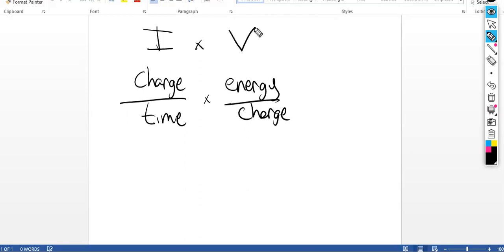So that's voltage. What do I get if I multiply charge per time times energy per charge? The charge cancels, right? And you get what? The product of current and voltage is energy per time. What is energy per time?